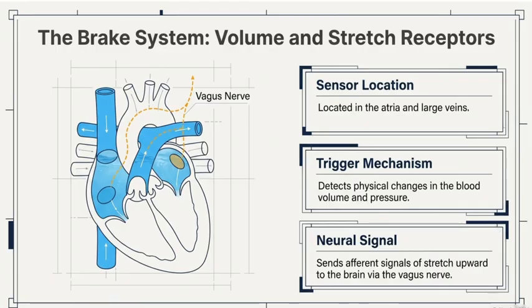The body continuously monitors the circulating volume using stretch receptors. These stretch receptors are located in the atria and large veins. When the volume increases, the stretch increases. Then signals are sent via the vagus nerve to the brain. This acts like a brake system to prevent fluid overload.